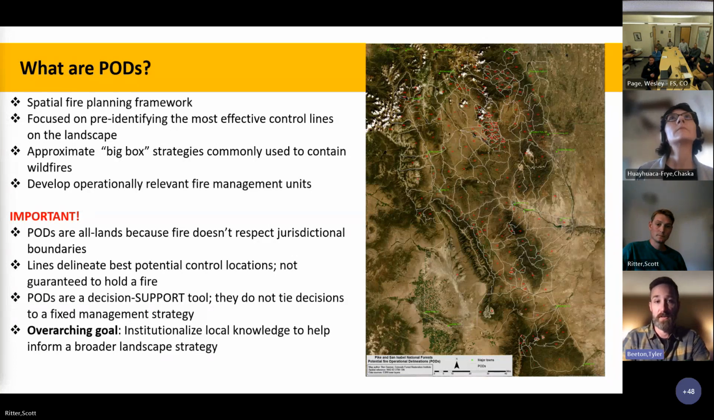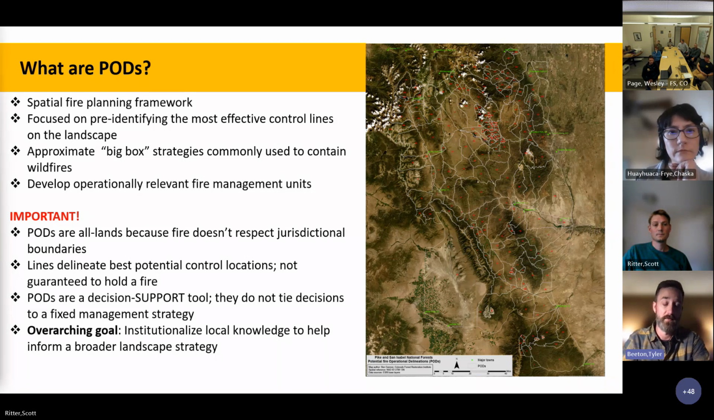So pods are essentially operationally relevant management units. You can think of them as essentially a spatial container. It's a spatial container that's surrounded on all sides by control features. So this is an example of a pod network on the Pike San Isabel, just south of us.